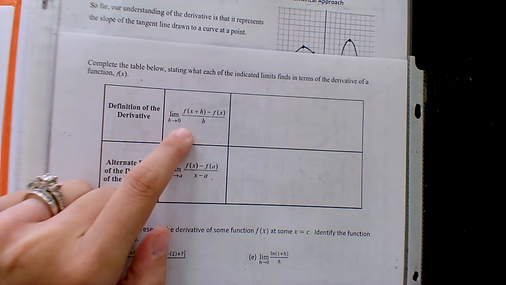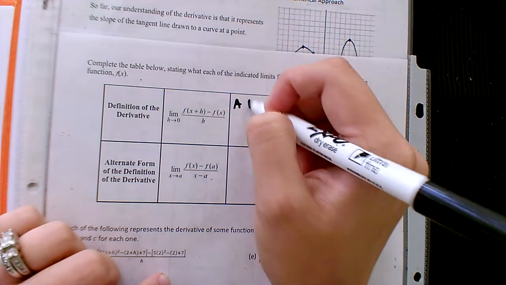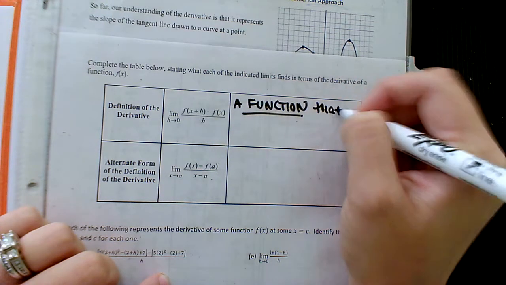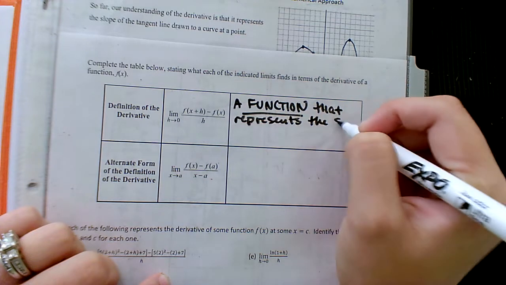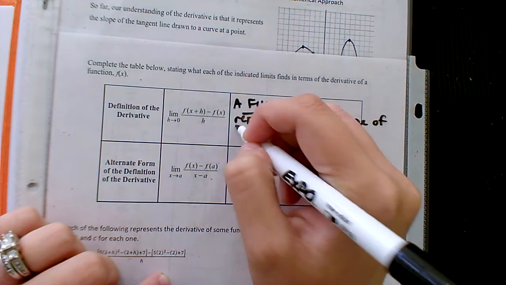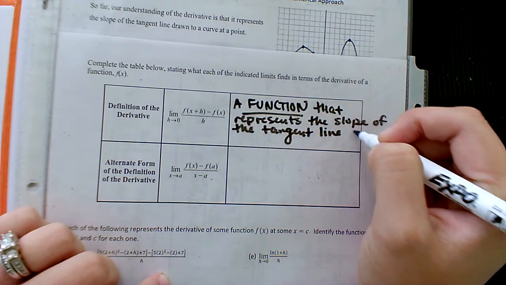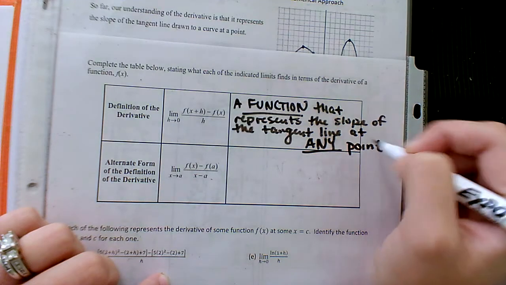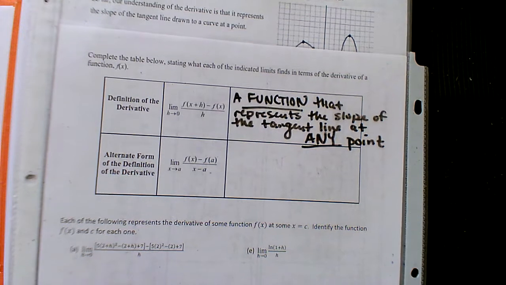So whenever you use this H limit, this is normally producing a function, something with a variable left in it. So this is a function that represents the slope of the tangent line at any point. It's at any point because you get to pick the point you want.